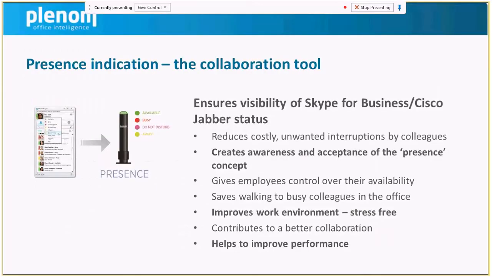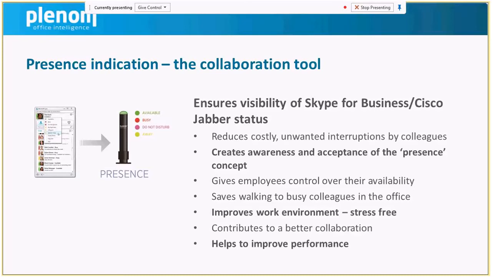With the presence indication, you'll have a very intelligent UC collaboration tool. With the Busylight, you ensure that the Skype for Business or Cisco Jabber status is visible in the open office, because what it does is it finds your status in the Skype for Business or Cisco Jabber client and displays it into the open office. This, of course, will help decrease unwanted interruptions, as people know whether you want to be disturbed or not, and we all know that interruptions can be very costly.